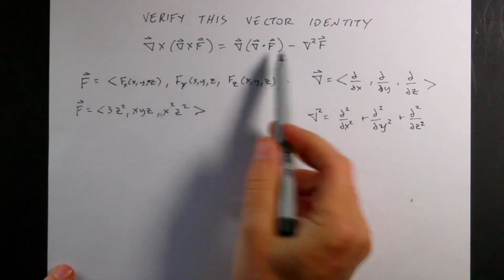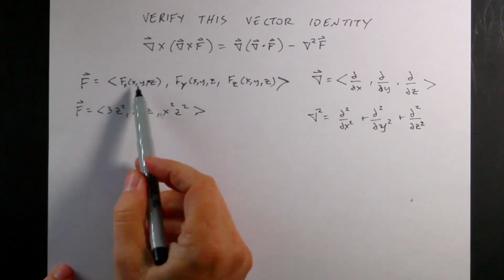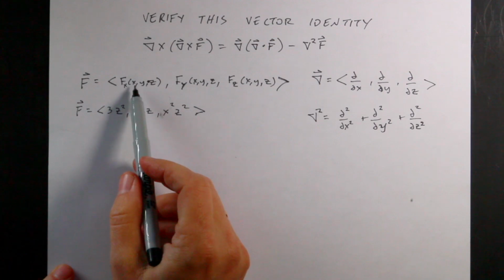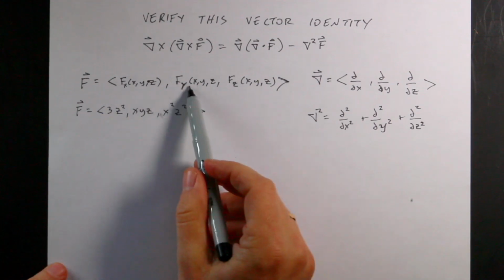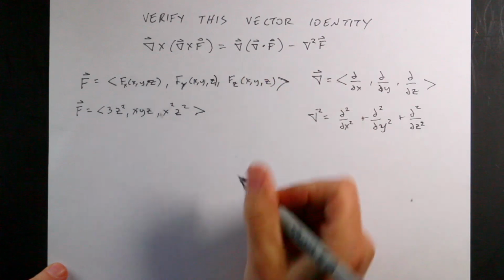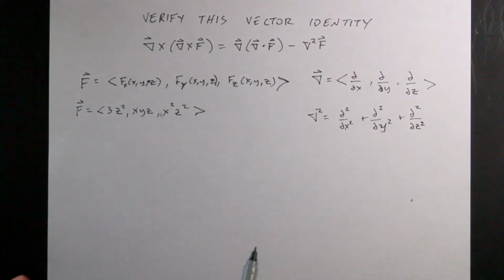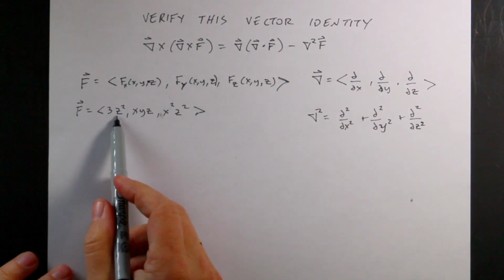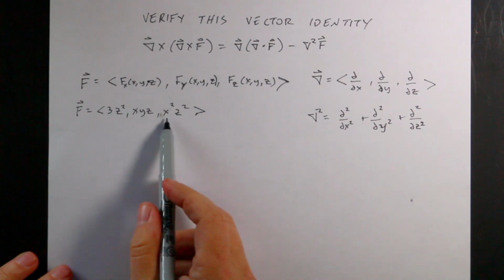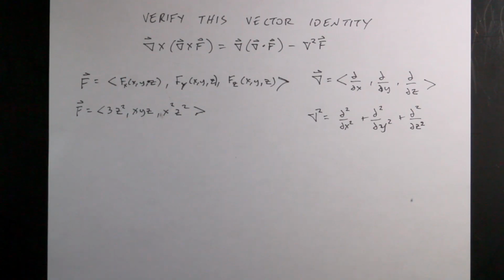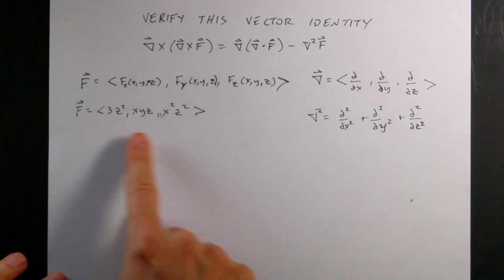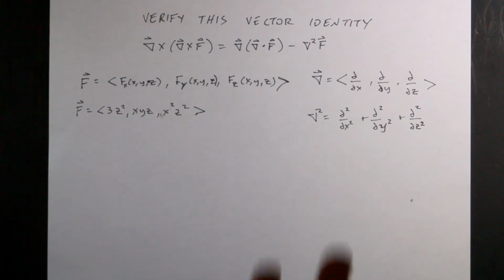Suppose this f is some vector field, so it's some function where the x component depends on x, y, and z, the y component depends on x, y, and z, and the z component could possibly depend on x, y, and z. So here's an example: 3z squared, xyz, x squared z squared. And I'm using this angle bracket notation for vectors. That's the x, y, and z components. And everything I'm doing is in Cartesian coordinates. If you want to do this in spherical coordinates, good luck. It gets a little bit more complicated, but we're going to stick in Cartesian coordinates.